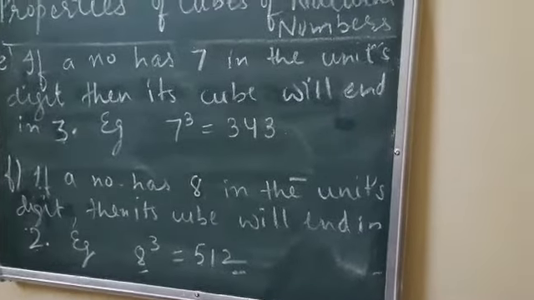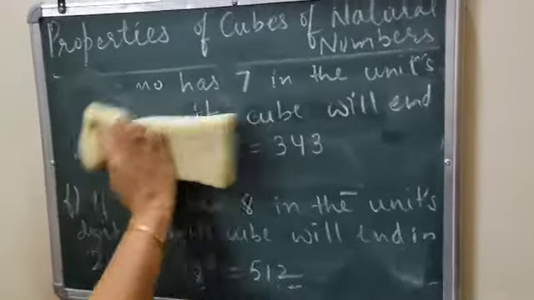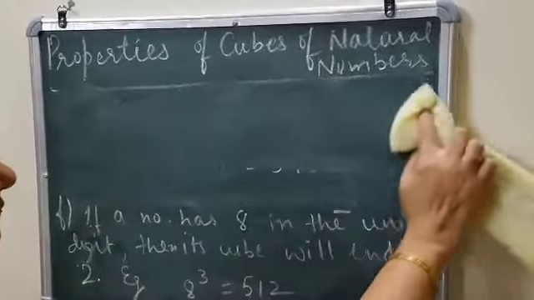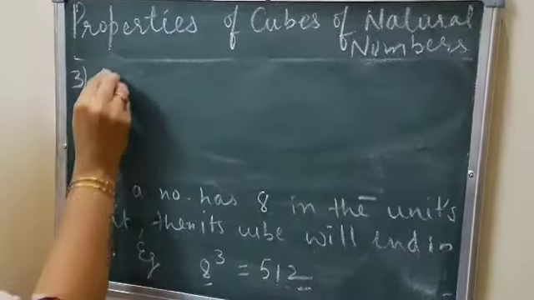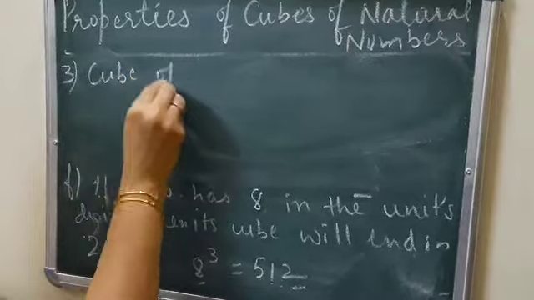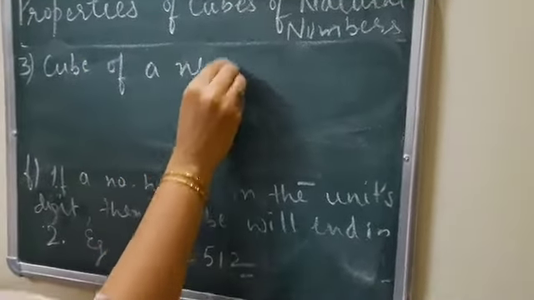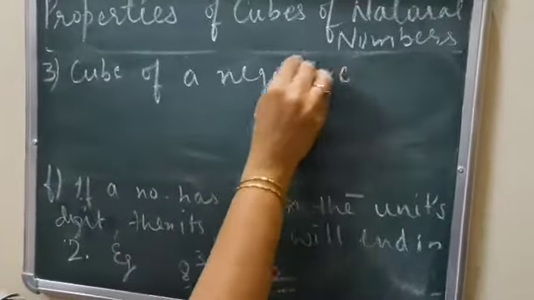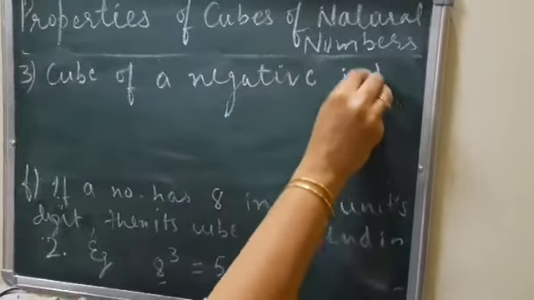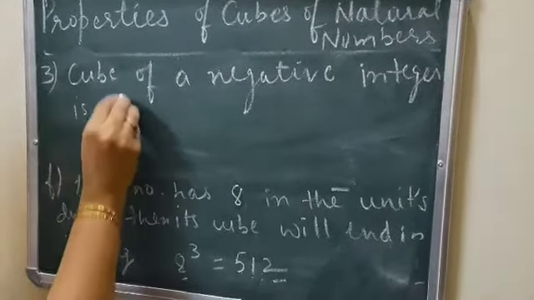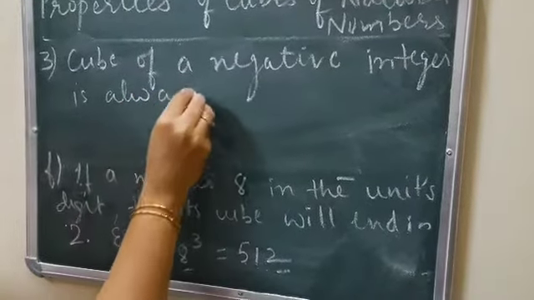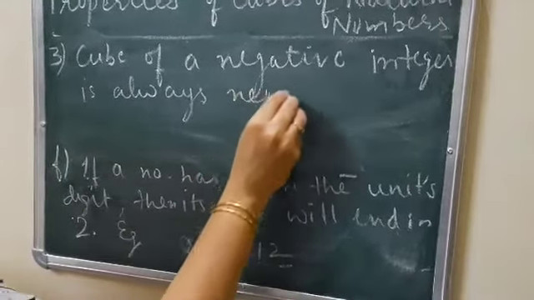Now next property, third one. Third, cube of a negative integer is always negative. Cube of a negative integer is always negative. This is your third property.